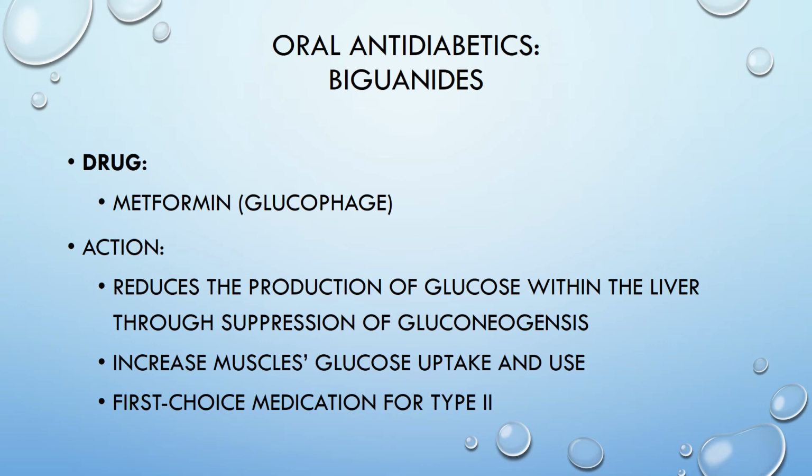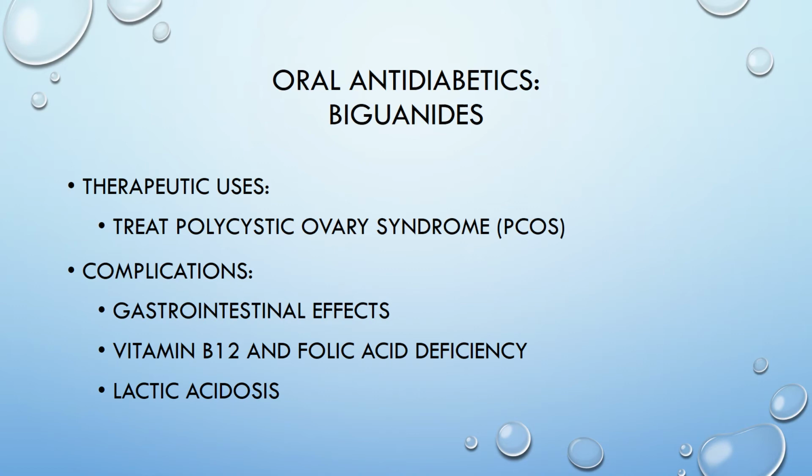Action is going to be to reduce the production of glucose within the liver through the suppression of gluconeogenesis. Increase muscle glucose uptake and use. And then this is typically the first choice of medication for type 2 diabetes. It also can treat polycystic ovarian syndrome, PCOS.